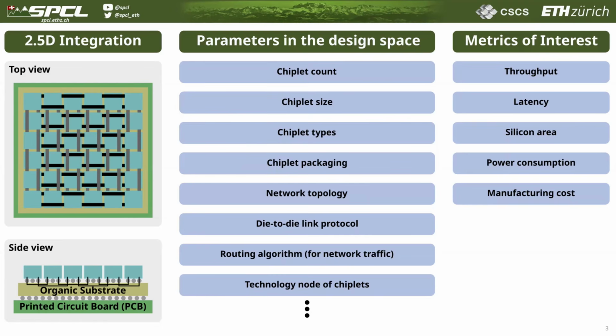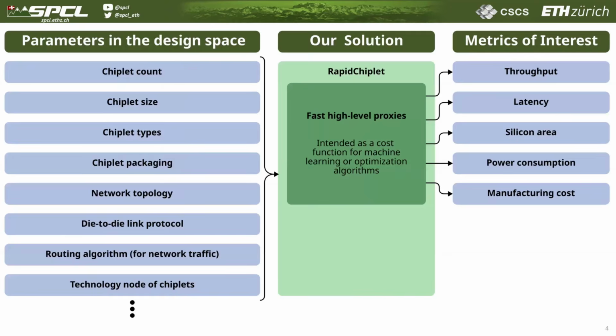And our solution to this challenge of exploring this large design space is a tool that we call RapidChiplet. RapidChiplet takes all of these different parameters as an input, and it provides fast and high-level proxies for our metrics of interest. And the aim of RapidChiplet is really to do this high-level design space exploration with tens of thousands of different design points.